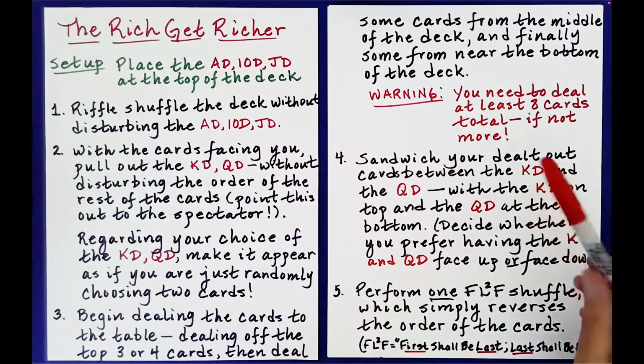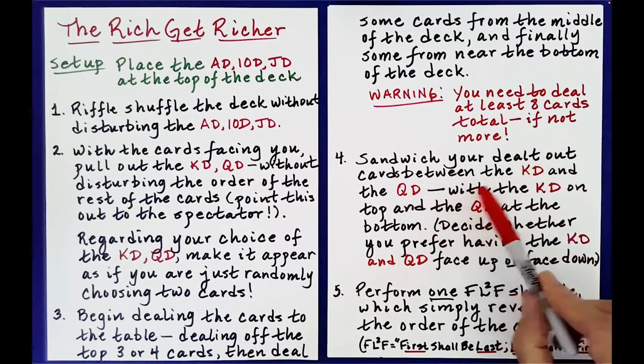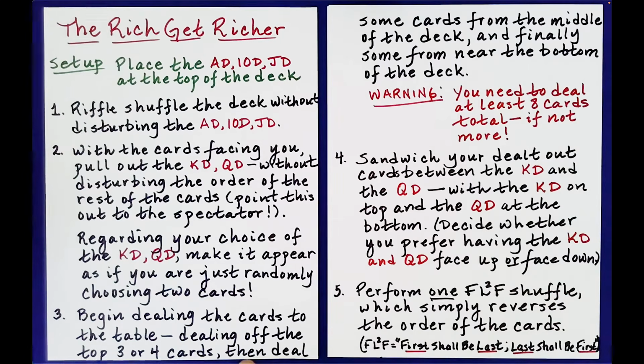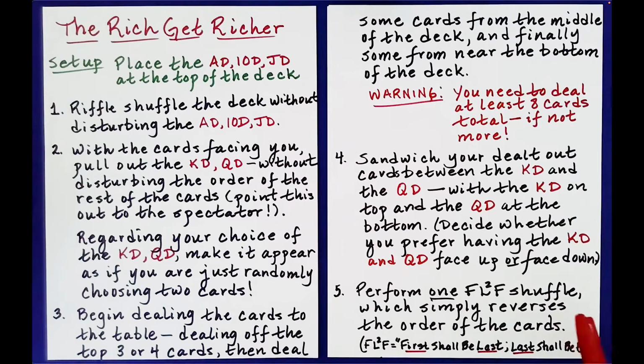And then you sandwich your dealt out cards between the king of diamonds and queen of diamonds. And it actually doesn't matter, but you can put the king of diamonds on top and the queen of diamonds at the bottom. And now you can decide whether you prefer having those face up or face down. I had them face down. I think that's probably a better choice because it helps hide the method, what's going on here.